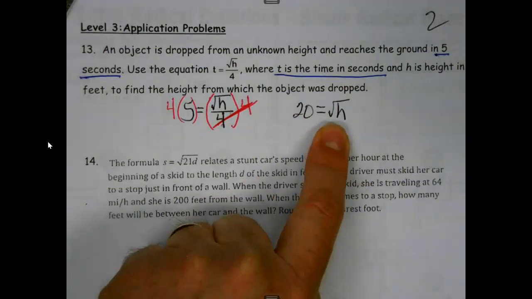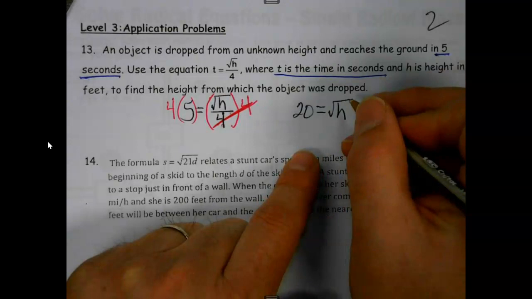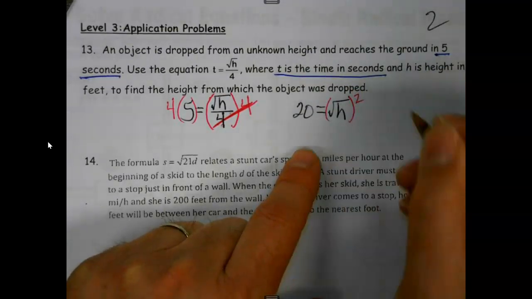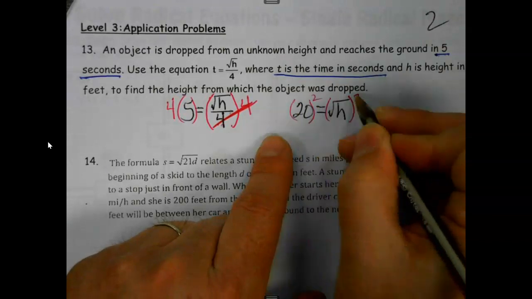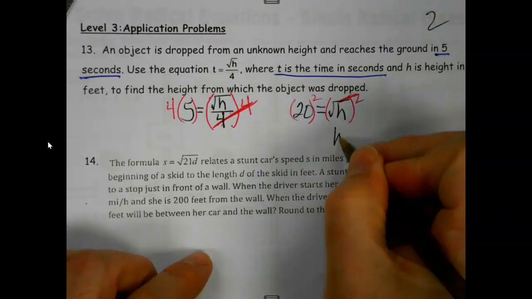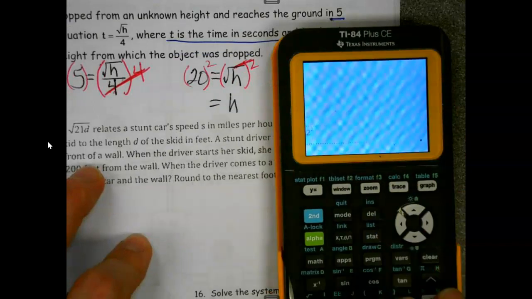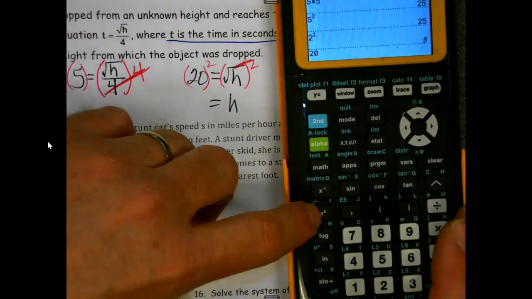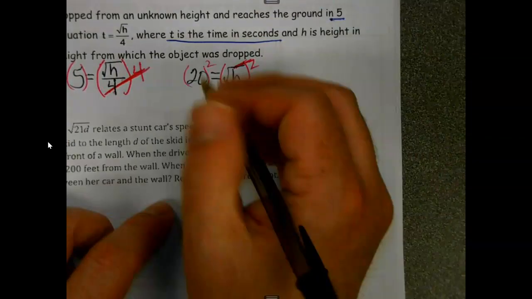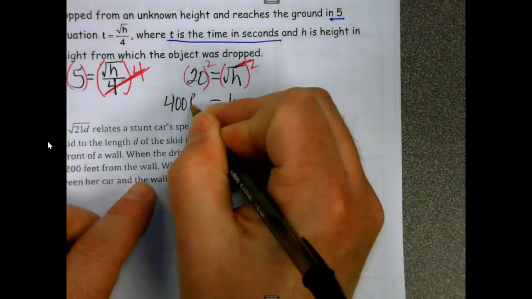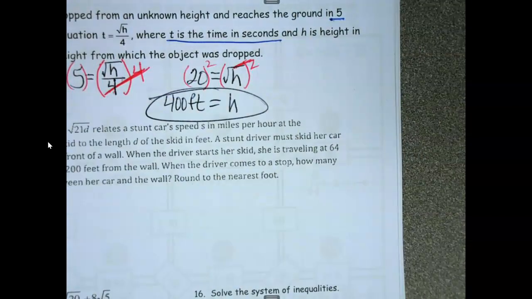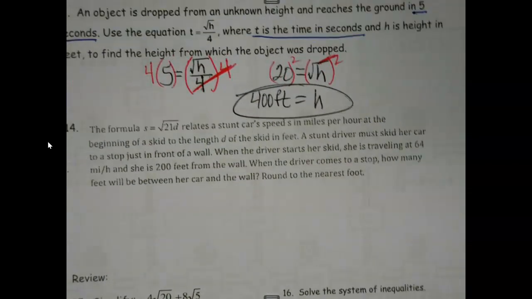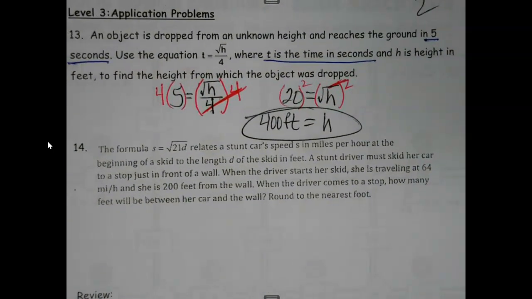What's my last step to get h alone now? That square to get rid of the radical. And again, if I need a little assistance with 20 squared here, I got 20. There is my squared button. And that would be 400. And I can find my height. So it seems like it would be awful and intimidating, and it's not really, because you're just going to have one number that you've got to plug in.